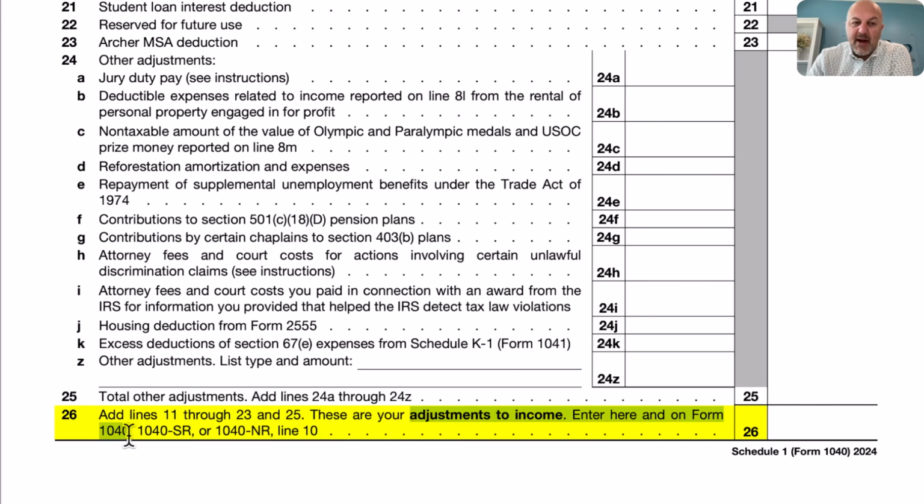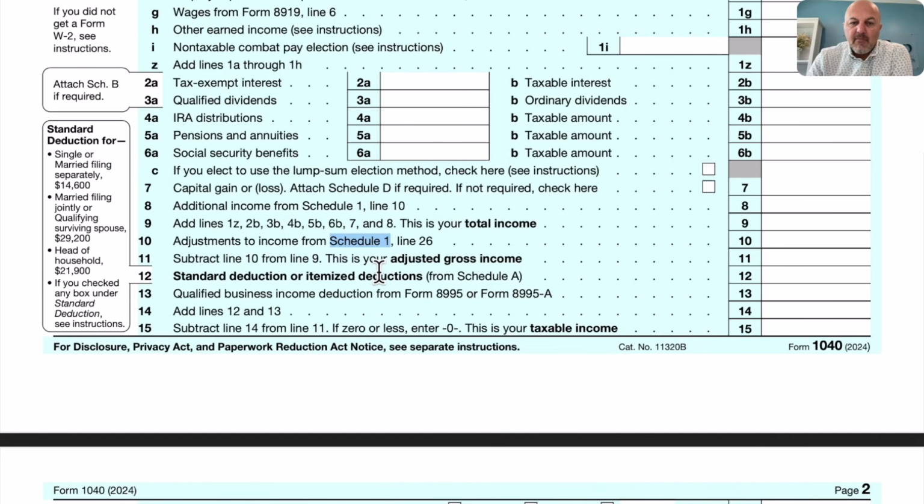So now let's go back to the 1040. So here we are back on the 1040. You're going to put here the sum of all those adjustments to income. So let's assume you contributed to an IRA, you contributed to a health savings account, you made a pension contribution from your real estate activities. The sum of all those things are going to go here on line 10. And then you're going to subtract line 10 from line 9 to get your adjusted gross income.